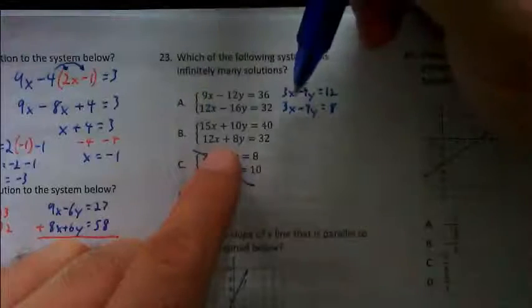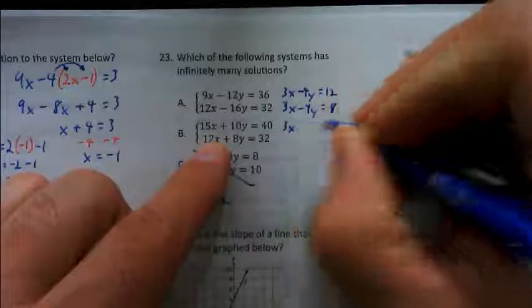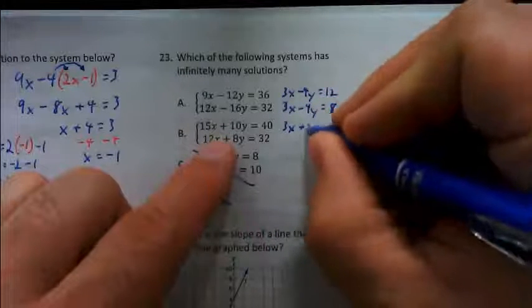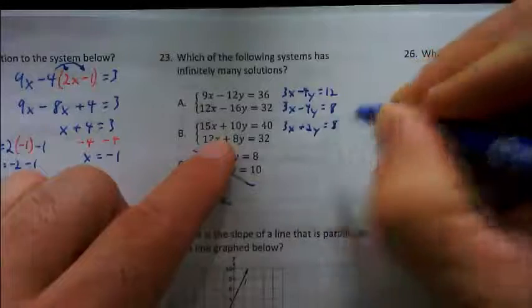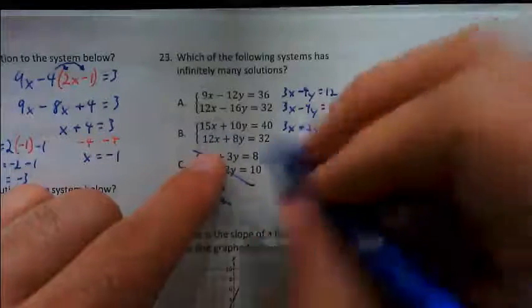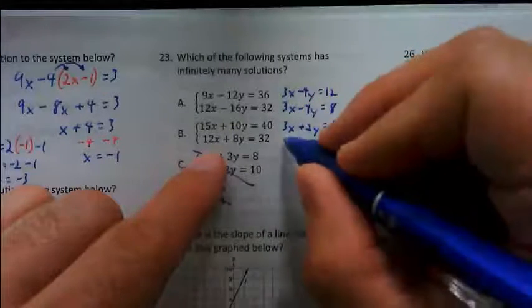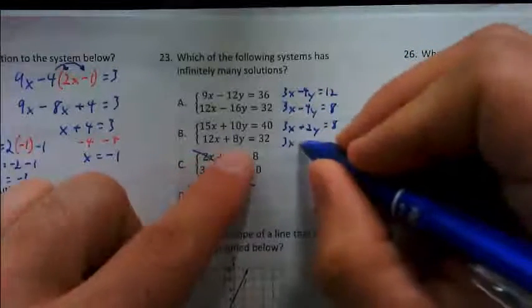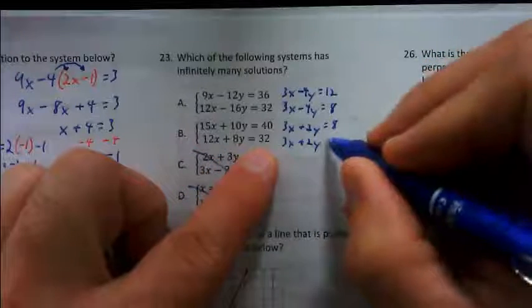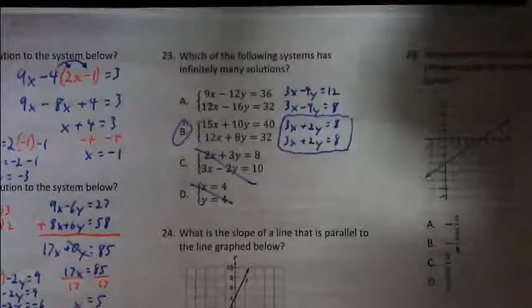So let's go down to B. Here, that top set, I could divide all those by 5, so I'd have 3x plus 2y equals 8. This one on the bottom, I could divide all those by 4. And again, what's going on? We have 12 divided by 4 is 3x, 8 divided by 4 is 2y, 32 divided by 4 is 8. These two are exactly the same, so B would be our solution.